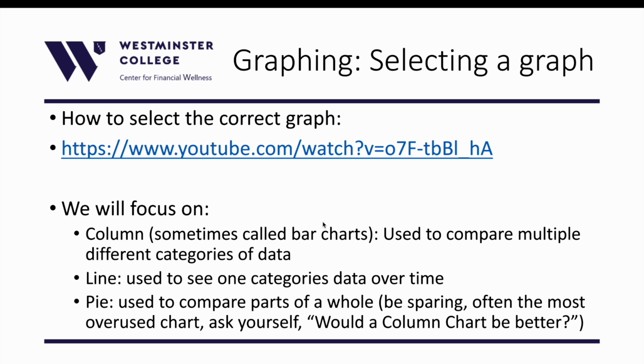It's talked about a little bit in this video, but pie charts look good visually, but they're hard for us to really make any conclusions from by just looking at them. So I gave just a quick explanation. Column charts are used to compare multiple different categories of data. Line charts are used to see pretty much just one category over time, and then pie charts are just comparing parts of a whole.